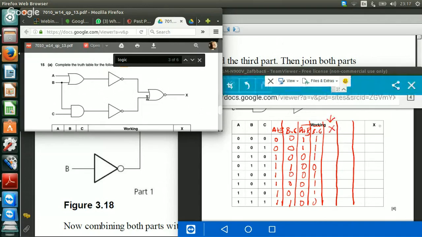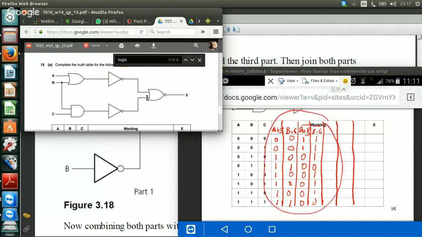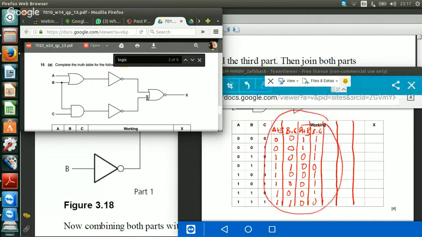Basically, what we have done is we have tried to do this whole thing in a small portion. We have done this whole thing here. That's fine. Nobody is going to subtract your marks for this, and we can write down the answers here.